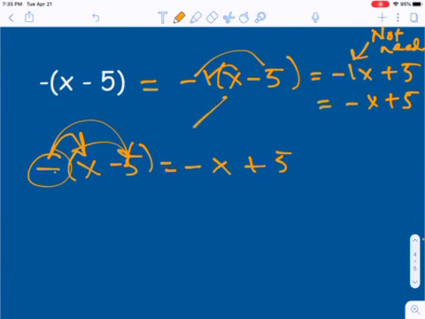I personally think of it more the upper way, but if the lower way works for you, then by all means, please do that.